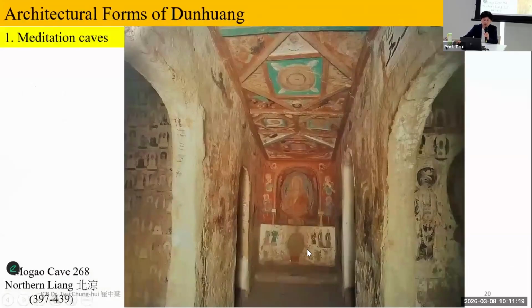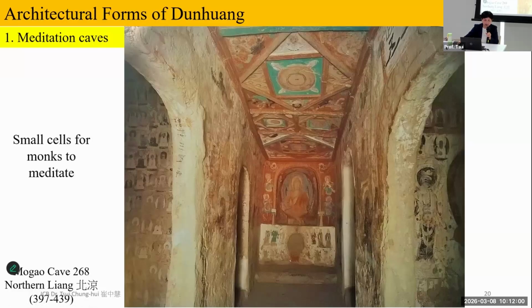So from the very early caves in the Northern Liang, one is cave 268. This is one of the earliest caves. It is not very big. When we are entering into the cave, the space is just like this area, half of the space in the front. There are 4 meditation cells on both sides. It was mainly used for worshiping the Buddha and then practicing meditation inside the cave. So this is cave 268, made in the Northern Liang.